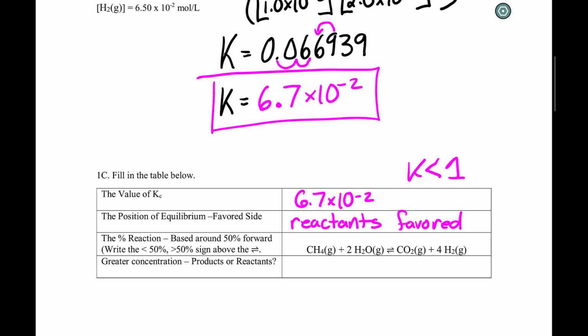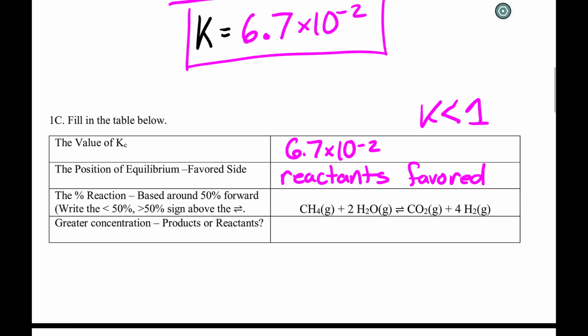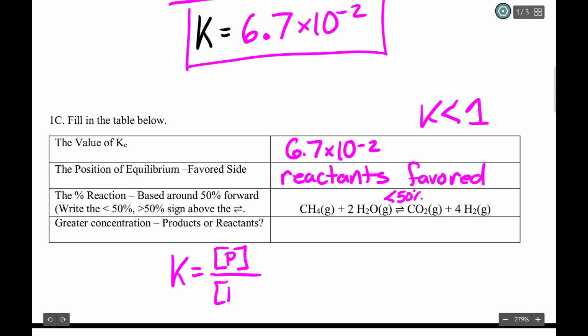Now, in terms of writing a greater than or less than 50% sign above the arrow, I want it pointing towards the reactants because it's less than 50% forward. And then what would I have a greater concentration of? Well, again, to put it into perspective, this is the concentration of the products over the concentration of the reactants. And in order to get a value less than 1, your denominator has to be bigger, which means the concentration of reactants has to be bigger. So I have a greater concentration of reactants.